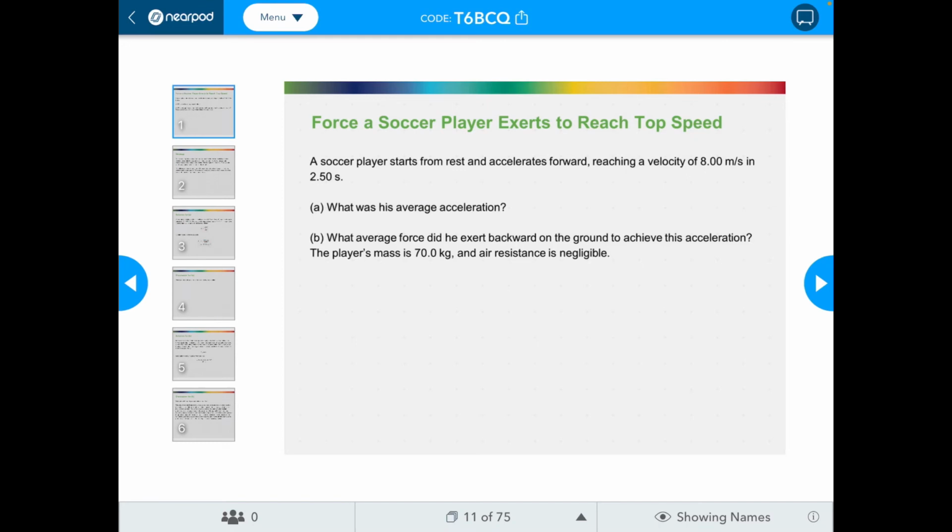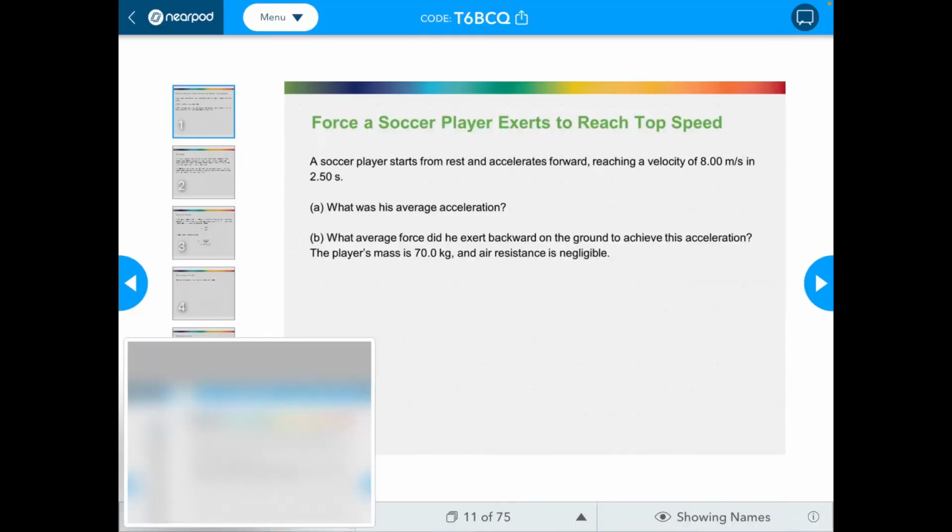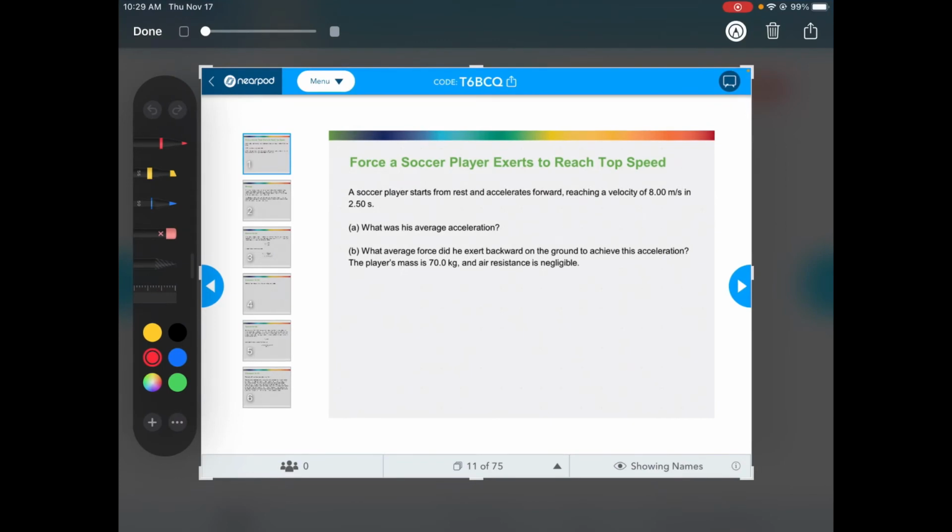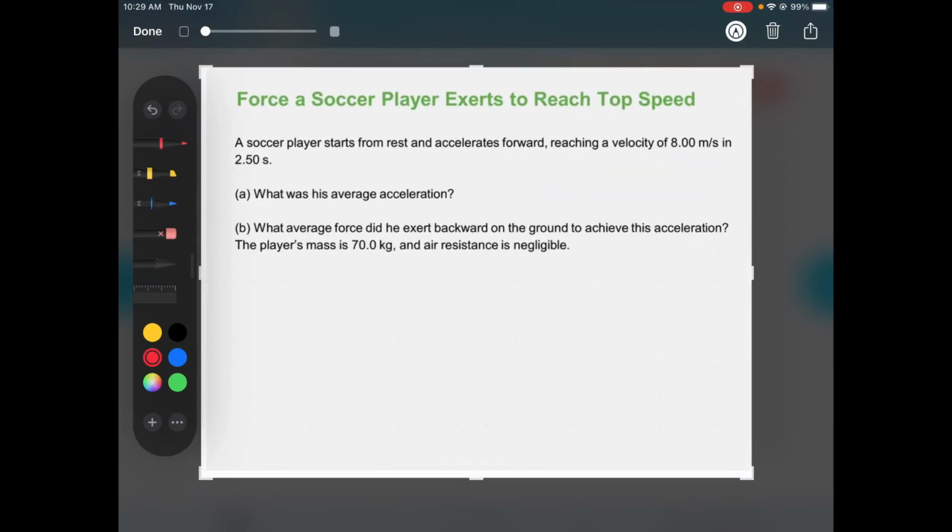If you remember average acceleration, take a screenshot. Right on the screen as it was. Wasn't going to work. So average acceleration is just the change in velocity over change in time. Starting from rest, so that means our initial velocity is 0, final velocity is 8, so that's our change. And then the amount of time is the 2.5.